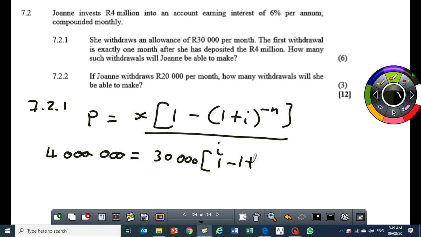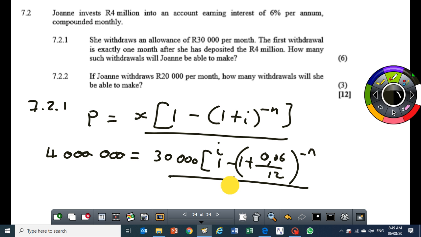So 1 plus i, it's still the same 6%. So that's 0.06 over 12, raised to the power of our n. Our n is the one we want to calculate, all over 0.06 over 12.